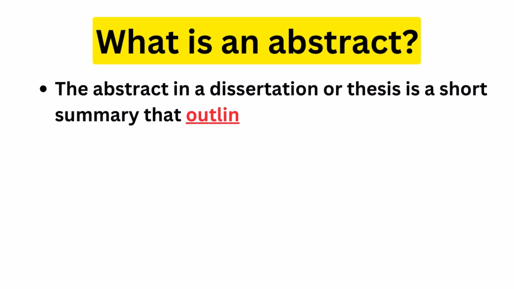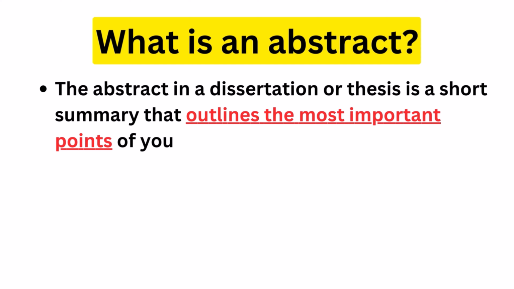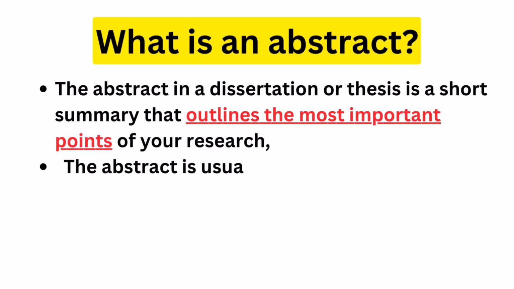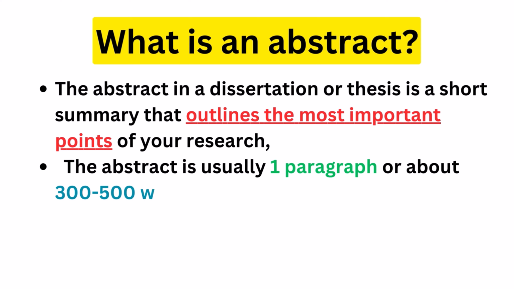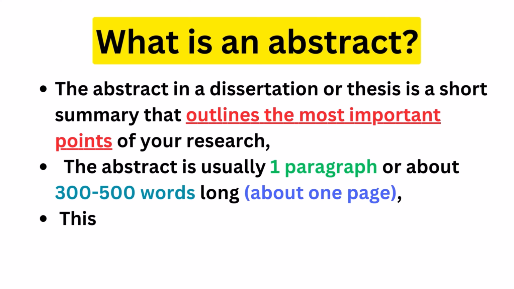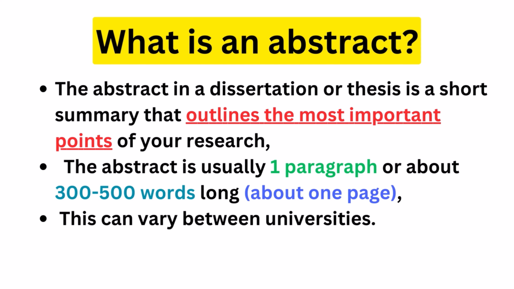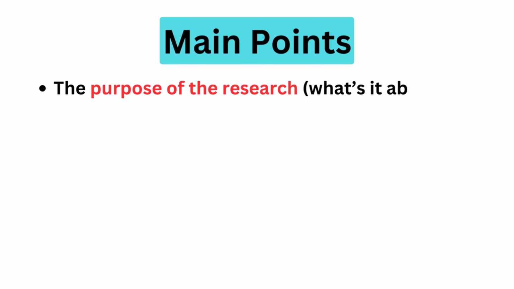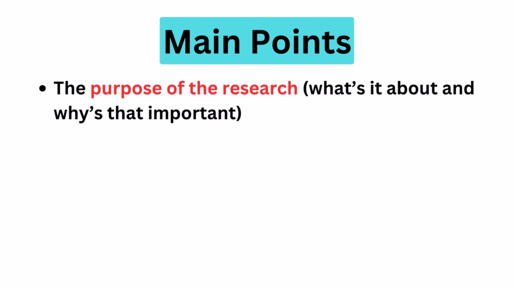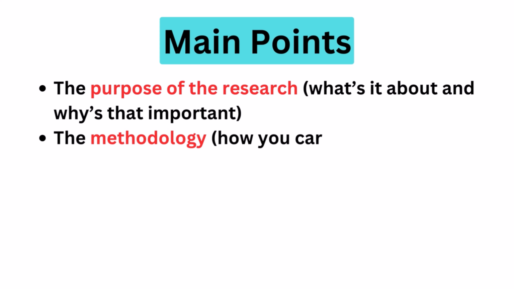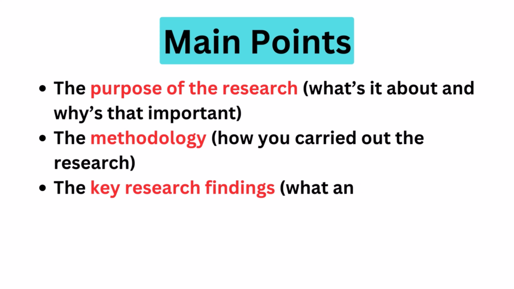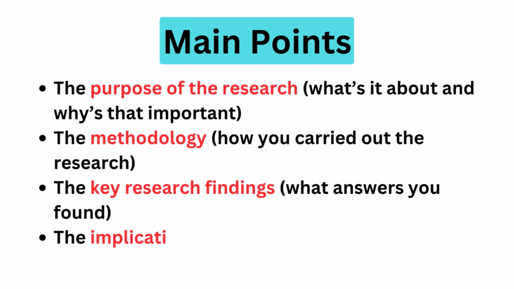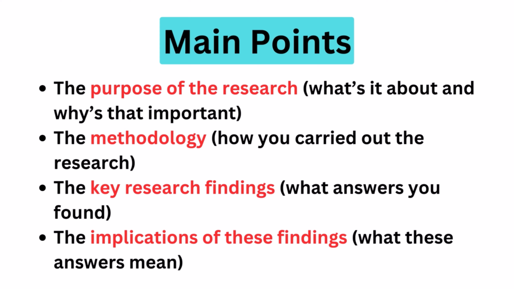Simply put, the abstract in a dissertation or thesis is a short, but well-structured, summary that outlines the most important points of your research. The abstract is usually one paragraph or about 300 to 500 words long, about 1 page. A good dissertation abstract covers the following points. 1. The purpose of the research, what's it about and why is that important? 2. The methodology, how you carried out the research. 3. The key research findings, what answers you found. 4. The implications of these findings, what these answers mean.